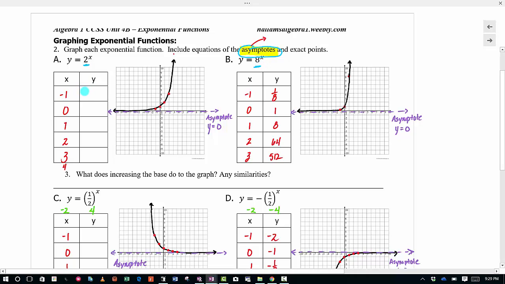So 2 to the negative 1, right, just means switch its position, or 1/2. 2 to the 0 power, anything to the 0 power is 1. 2 to the first power, well, that's just 2 times itself once, which is 2. 2 squared is 2 times 2, which is 4. And 2 cubed, which is 2 times itself 3 times, or 8. And then there's your points, negative 1 and half. You can see that that's there, and you can see 0, 1, and you can see 1, 2, and you can see 2, 4, and you can see 3, 8.